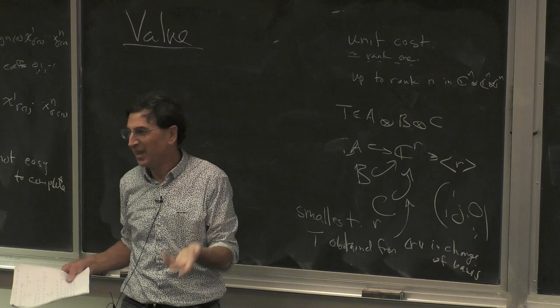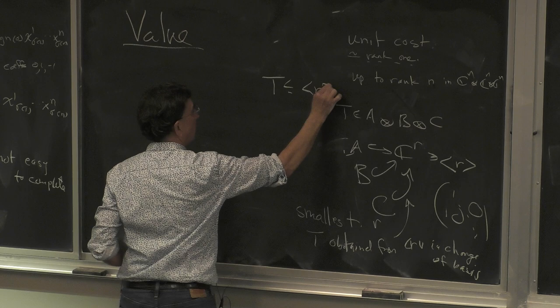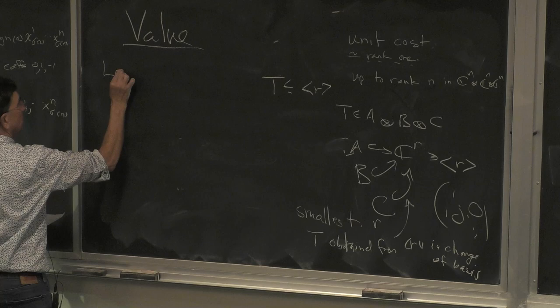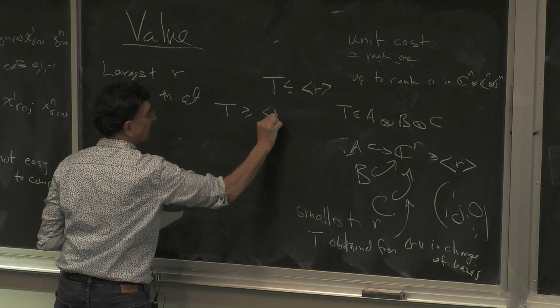And then we could talk about the value. So let's say we could write t less than or equal to some r. And we talk about the value. It's the other way. It's the largest r such that with the same picture, t after change of basis could be converted to r. So this is called the subrank.